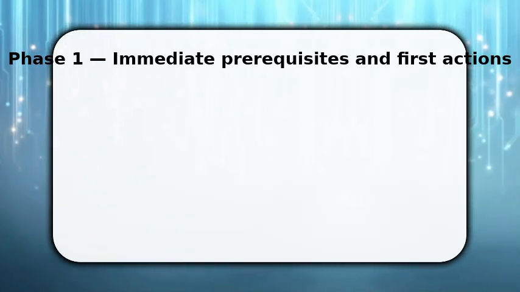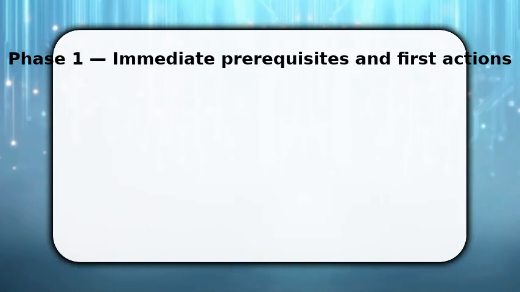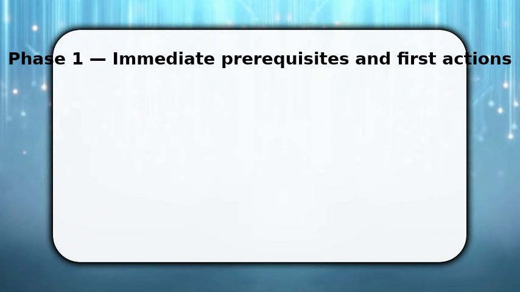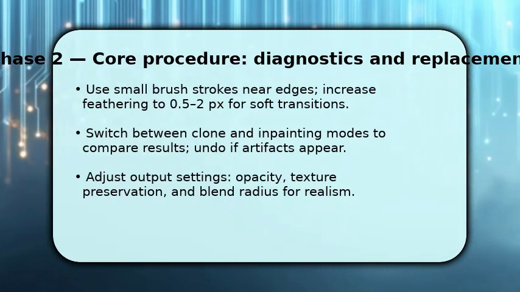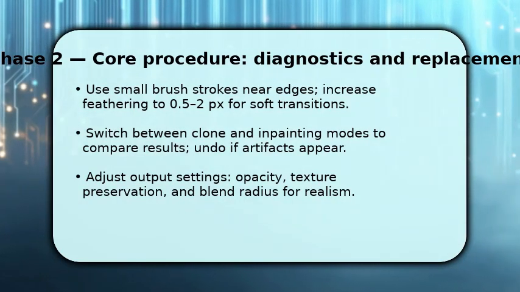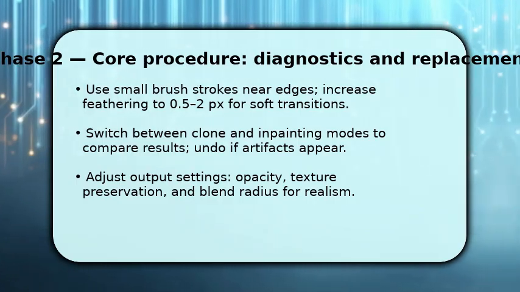Now mark the area to remove lightly. Don't refine yet. This first pass defines the problem region and makes later steps far quicker and safer. Once you've marked the area, switch to refinement. Use short, deliberate strokes along the edges and increase feathering slightly to soften the transition.